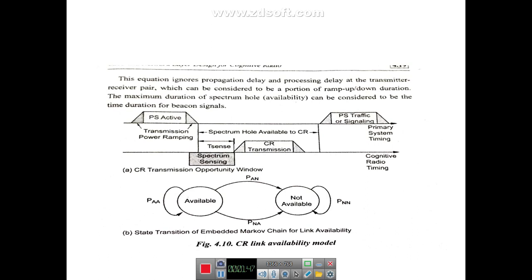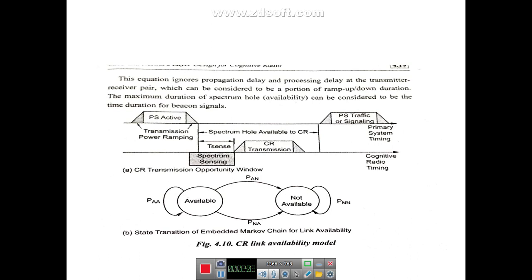This equation ignores propagation delay and processing delay at the transmitter-receiver pair, which can be considered to be a portion of the ramp up and down duration. The maximum duration of spectrum hold can be considered to be the time duration for beacon signals.